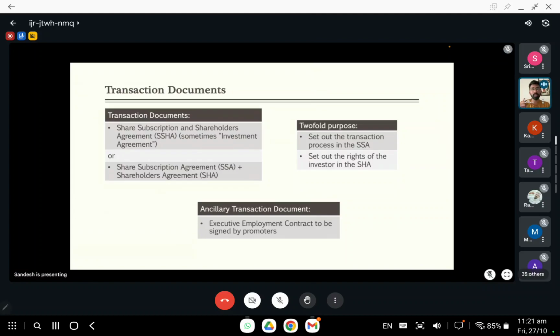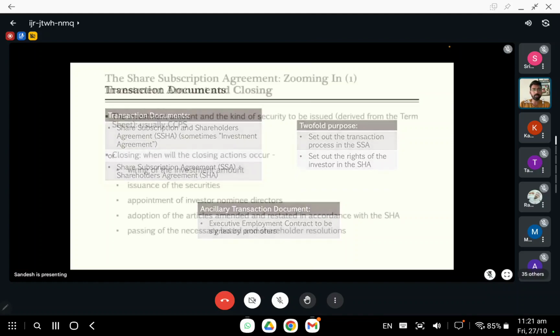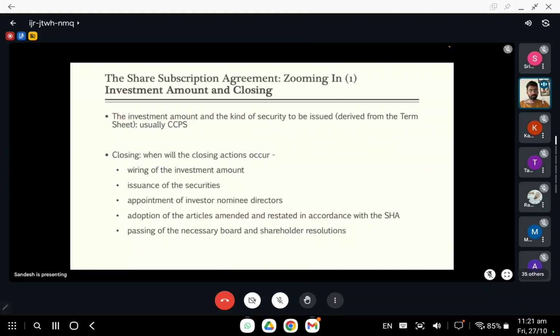In your shareholders agreement, you as a director and you as a shareholder are covered, but you as an employee get covered as a separate employment contract between you and the company, which most investors ask you to sign once they infuse capital, once they infuse money into the company. So let's look at what kind of items go into a share subscription agreement.